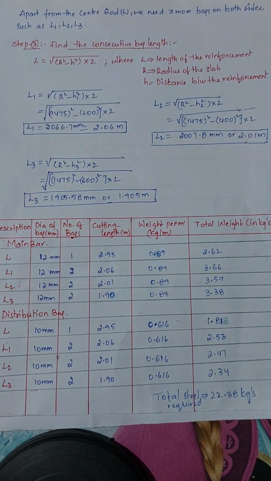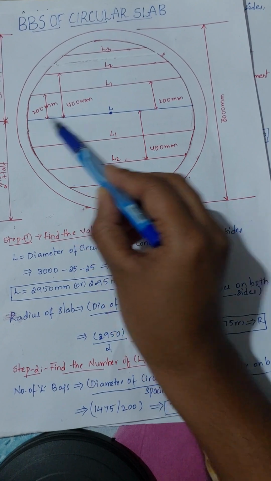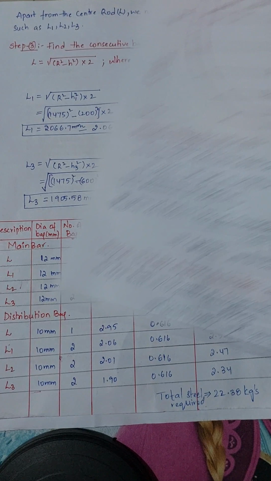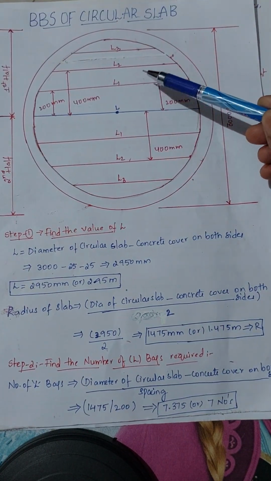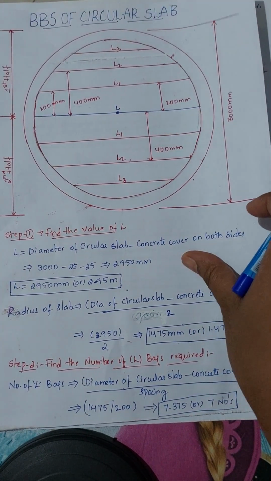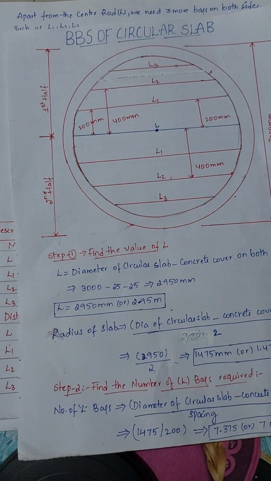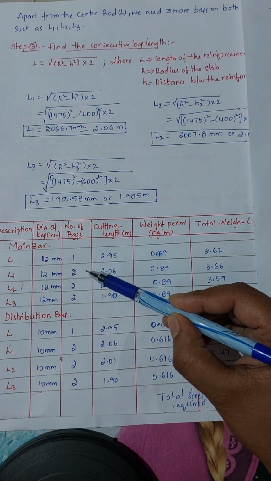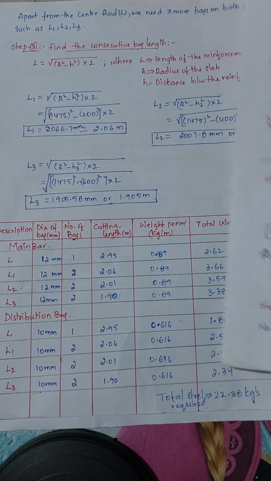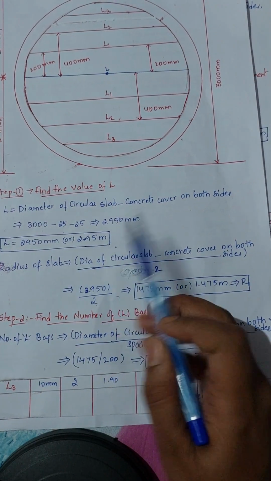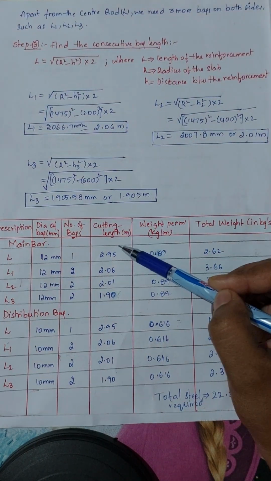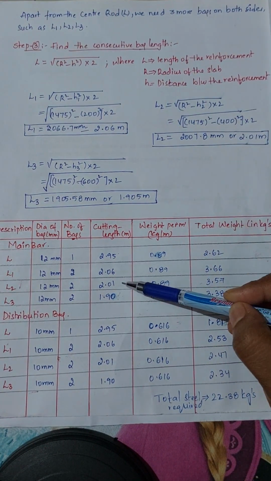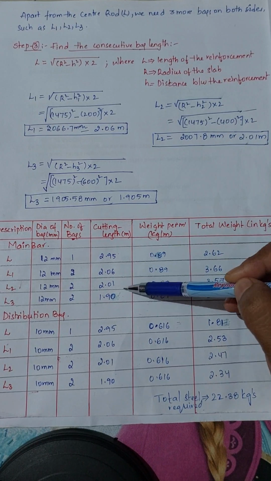So how many numbers of L's are there? Here the main bar is only 1, L, so 1, and L1 is 2 times it is there. So here you can see L1 at upper side and also in the lower side, in the second half also. In the same way for L2 also 2 numbers were there, L3 also 2 numbers were there. So here the numbers will be 2, 2, 2. In the same way L we got 2.95 meters. Here you can see the cutting length. And L1 also we got 2.06 meters, and L2 we got 2.01, and L3 we got 1.90 meters.